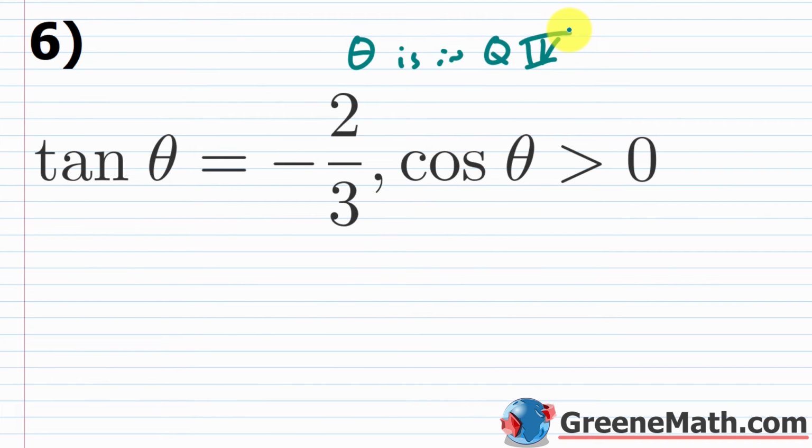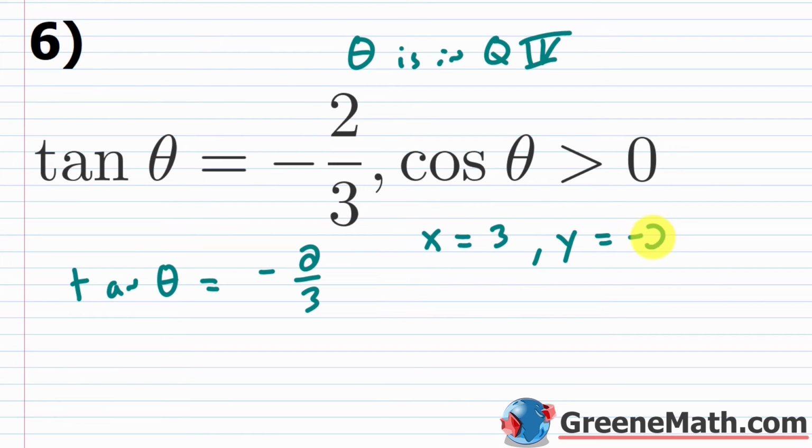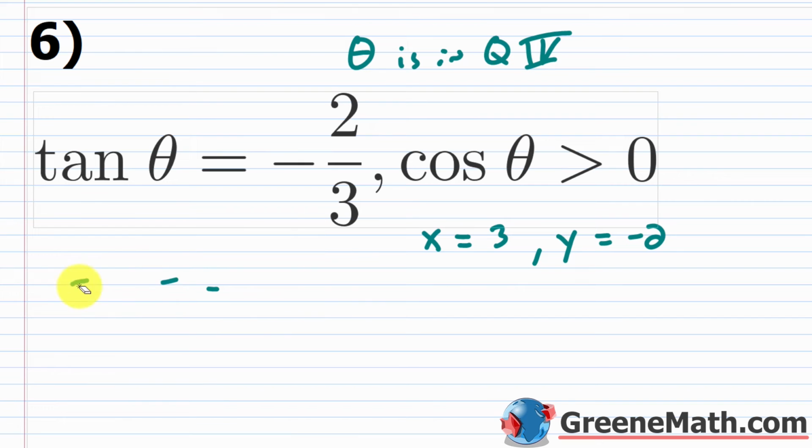Okay, so that tells me that the x values are positive and the y values are negative. So if you have the tangent of theta is equal to -2/3 like this, well, this is y over x. And again, the y values are negative, the x values are positive. So that tells me that x is going to be 3 and y is going to be negative 2. Okay, so we just need to figure out what is r.